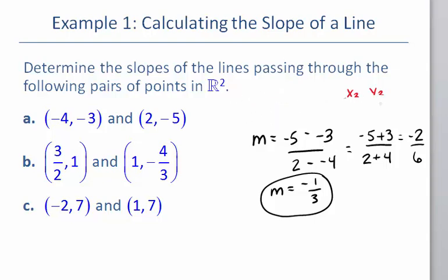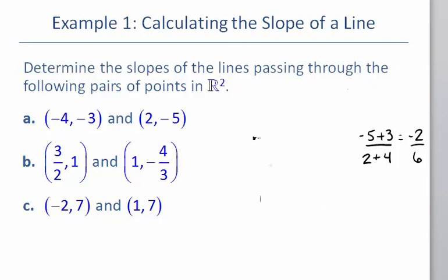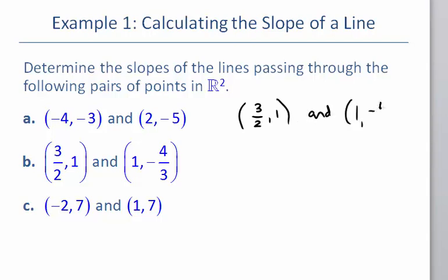We'll now look at part B. Again, we'll take our first point, (3/2, 1), and our second point, (1, -4/3), and we'll label the x1 and the y1 for our first point. So the first x is 3/2, and the first y is 1. We'll go to our second point and label x2 and y2. So x2 is 1 and y2 is -4/3.